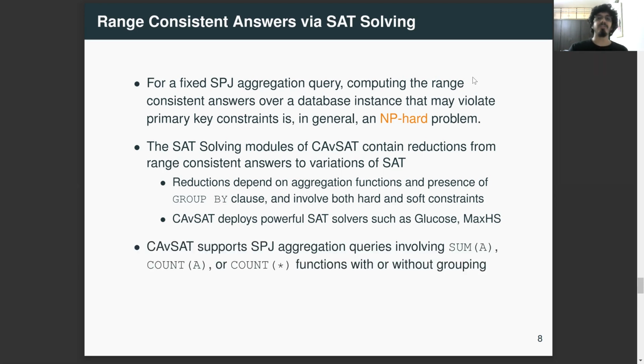For now, CAvSAT supports SPJ aggregation queries involving sum or count of a particular attribute, or count star aggregation functions, with or without grouping. We are currently working on max and min functions. We have an approach to compute answers, but that's quite slow compared to these three. So for now, we are demonstrating only sum and count of an attribute, or count star functions.